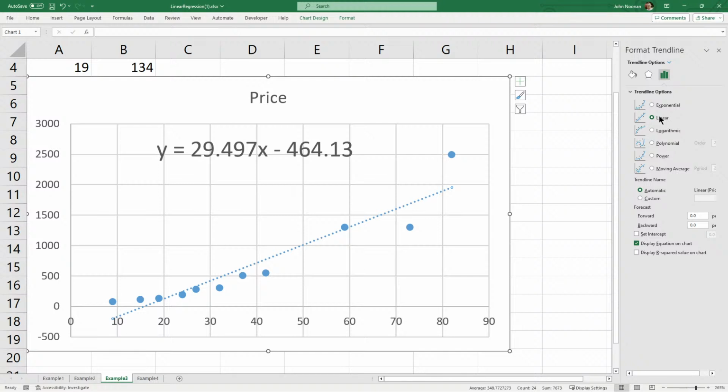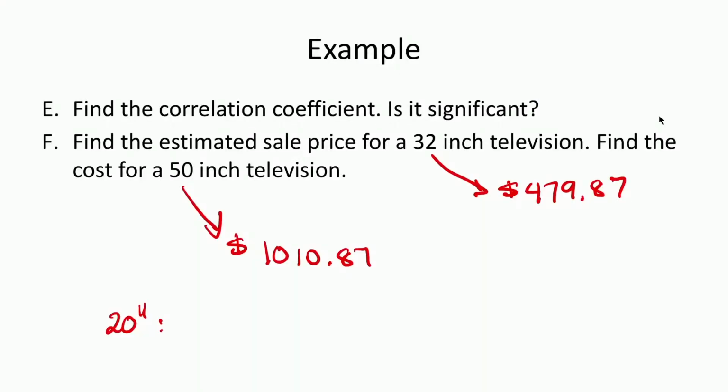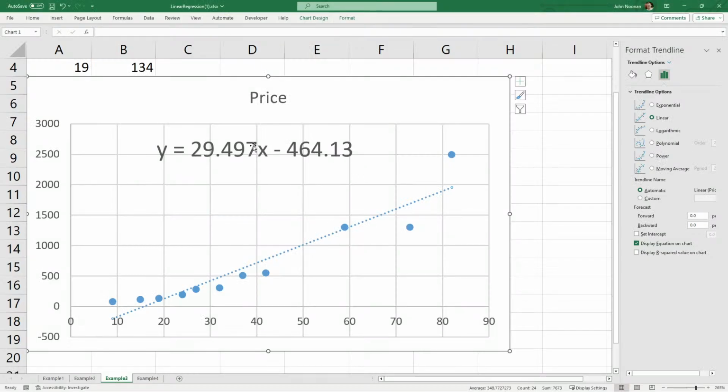Okay, we have to deal with one more thing, and that is this right here. This question at the very top, letter E. Find the correlation coefficient, and is it significant? Whew, what does that even mean? Okay, let me show you what it means. So first off, correlation coefficient. Let's grab it.